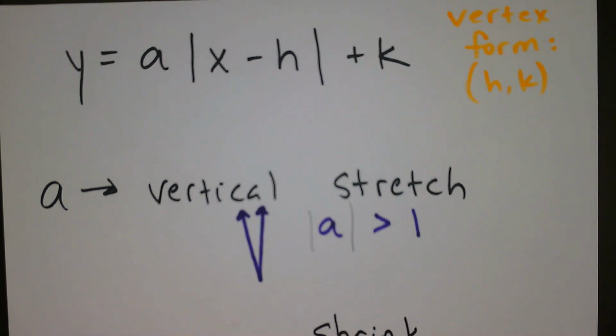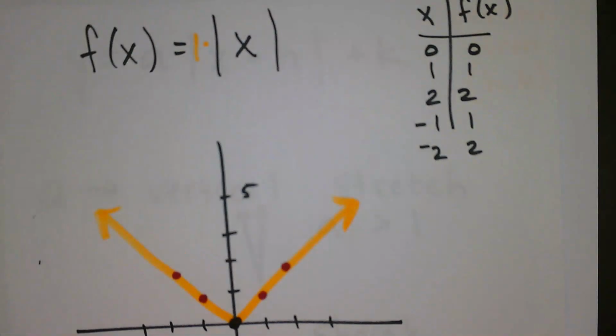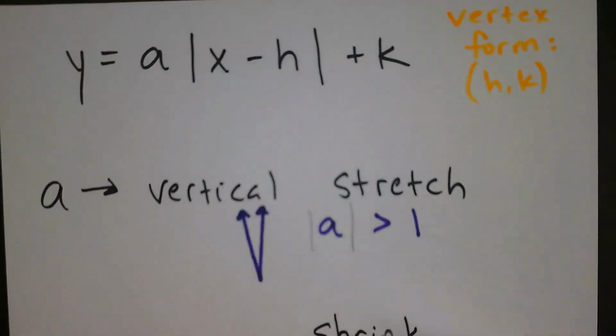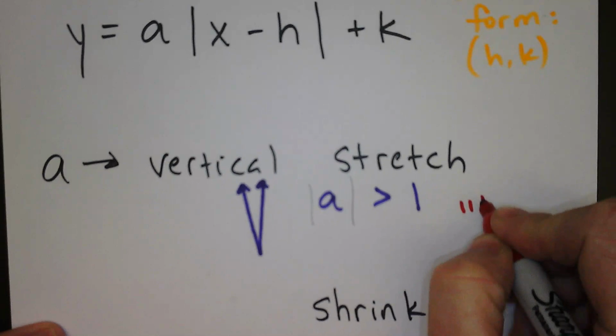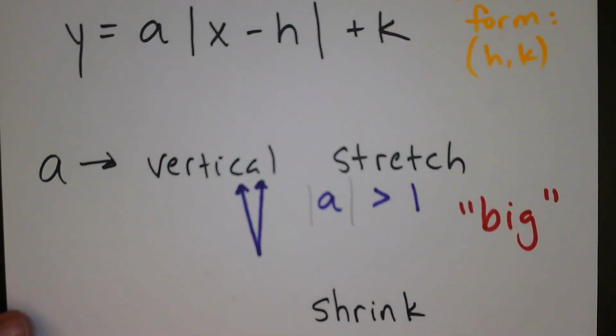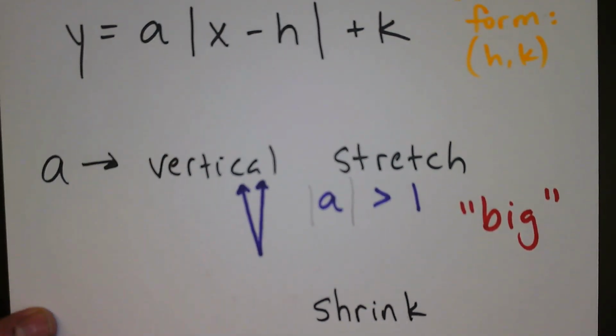It's like going to take this guy and pull it out and make it tall and skinny, because all of your outputs are going to be 5 times as tall as they would normally be if a is 5, right? So this happens with a big number, which isn't the best mathematical definition, but it's handy for helping us understand. If this number is big, you're going to get a vertical stretch.